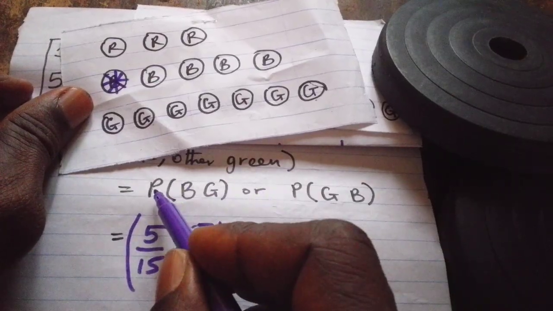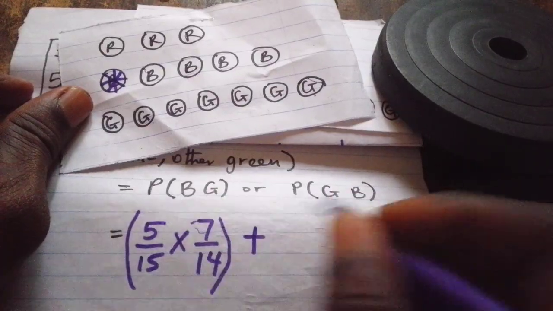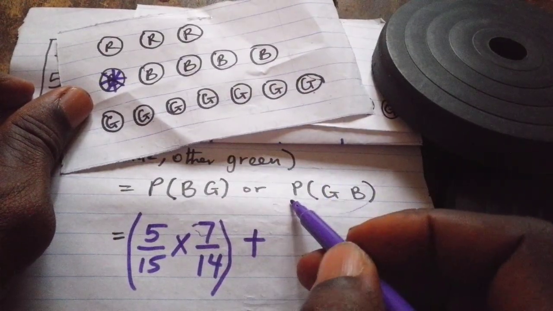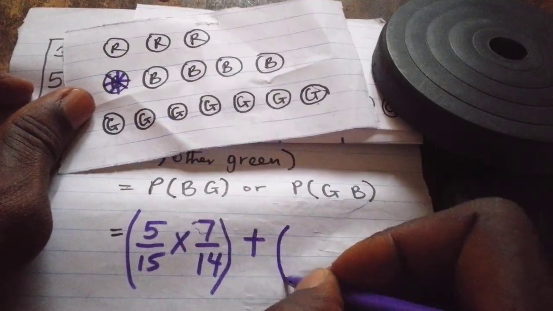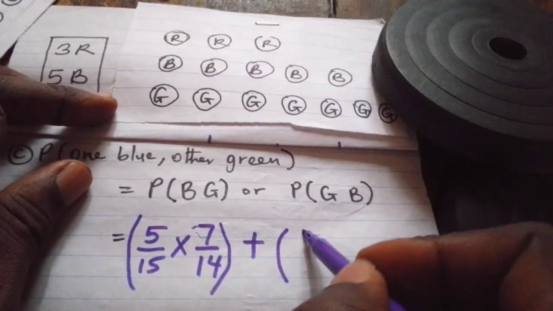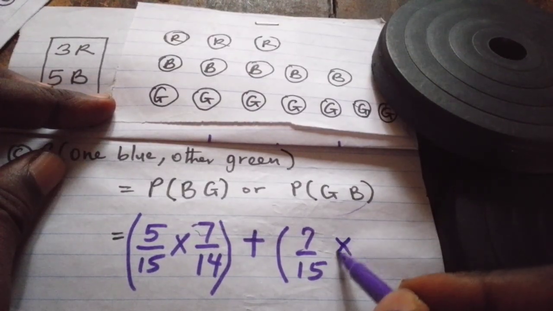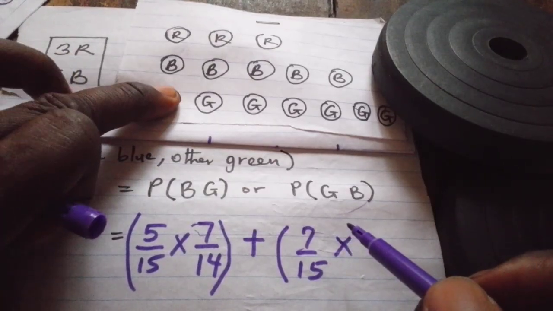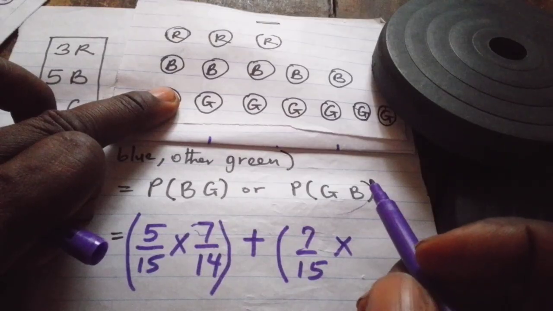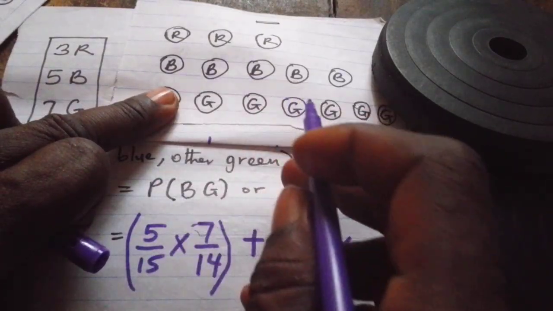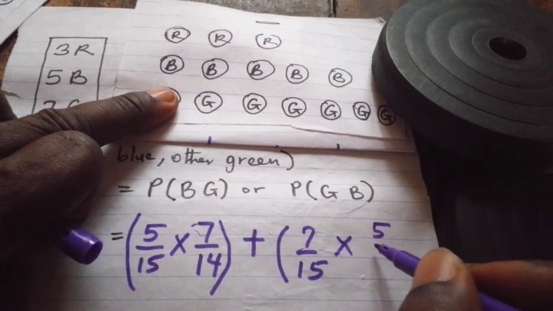Then because it is either we have this or we have this, we are now going to add them to the result of this. The probability of having the first one to be green is what? 7/15 times. Now realize by the time you remove one green here, it will remain 6 greens. Then the probability of picking the second one to be blue, how many blue balls do you have now? You still have 5 blue balls. The total number of balls has now reduced to what? 14.